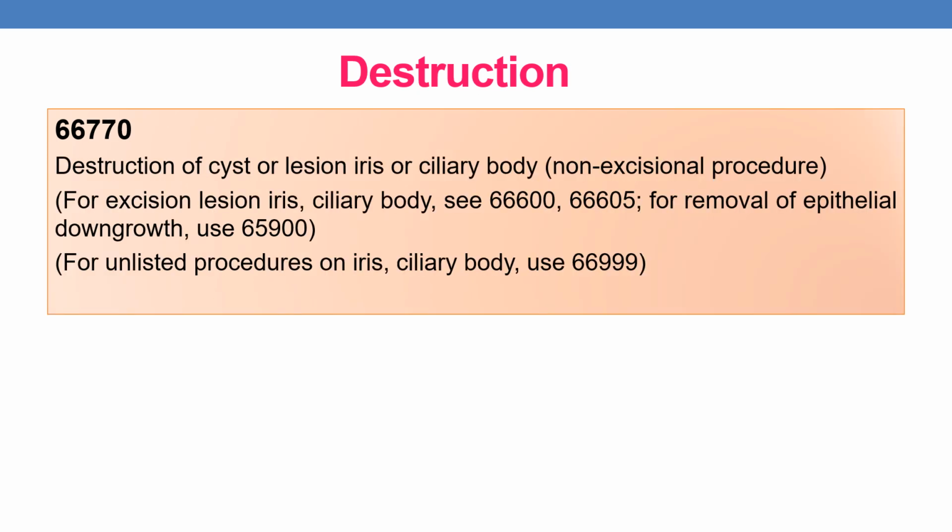Next is 66770. Destruction of cyst or lesion, iris or ciliary body, non-excisional procedure. And for excisional lesion, iris ciliary body, use 66600 or 66605. For removal of epithelial downgrowth, use 65900. And for unlisted procedures, you need to refer 66999.